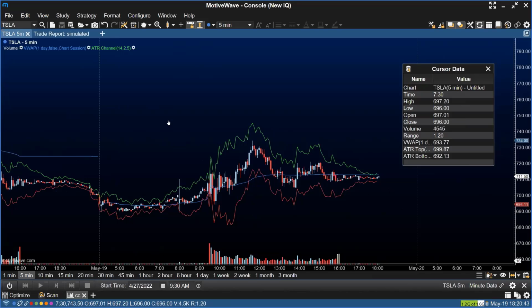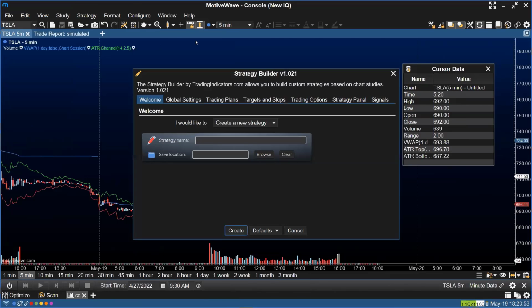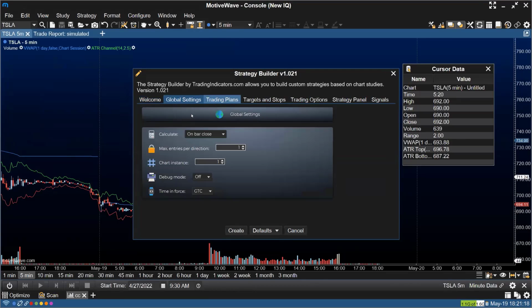The key part of building a strategy is already done, right? I've determined the logic for my strategy. I know what I want to do, and I have the indicators I need applied to the chart. So the strategy builder now has everything it needs for me to build this strategy. So I'll open up the strategy builder. I want to create a new strategy. I'm going to call this strategy late day trailing VWAP cross. I can now move on to my trading plans.